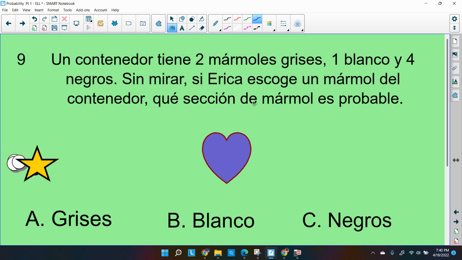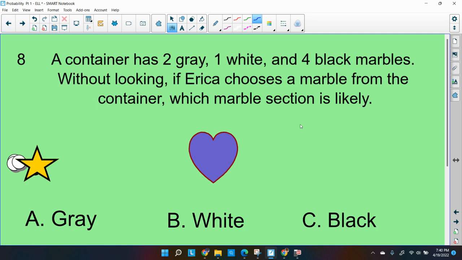My Spanish is not that good. So which marble is probable? Let's go back to English. So, likely. So we got the same marbles here. 2 gray, 1 white, 4 black. And Erica chooses a marble from the container. Which marble is likely?